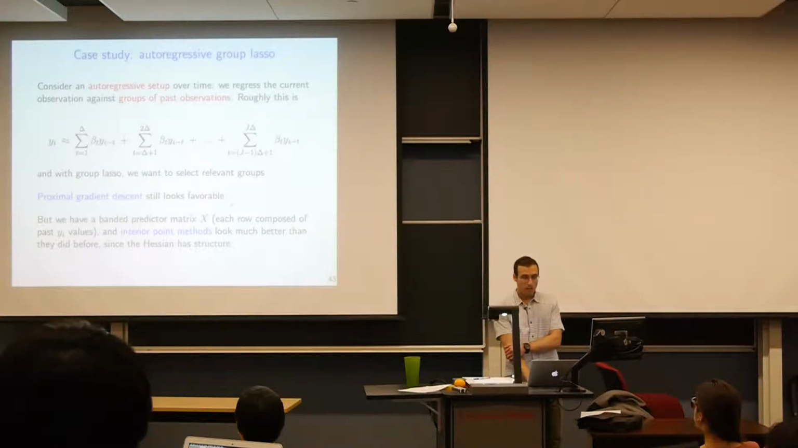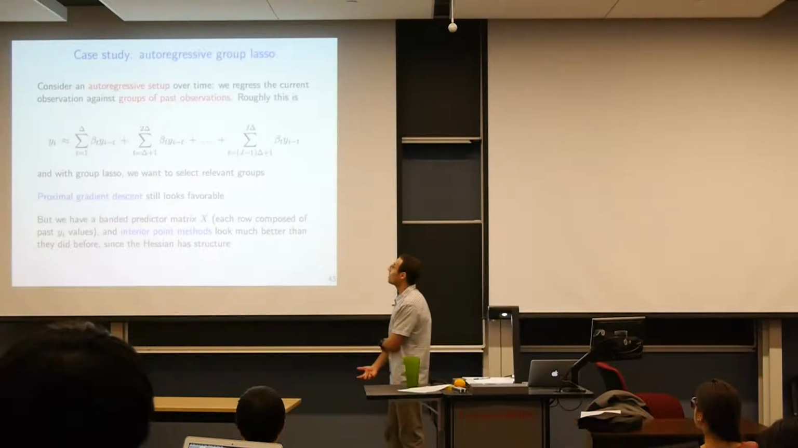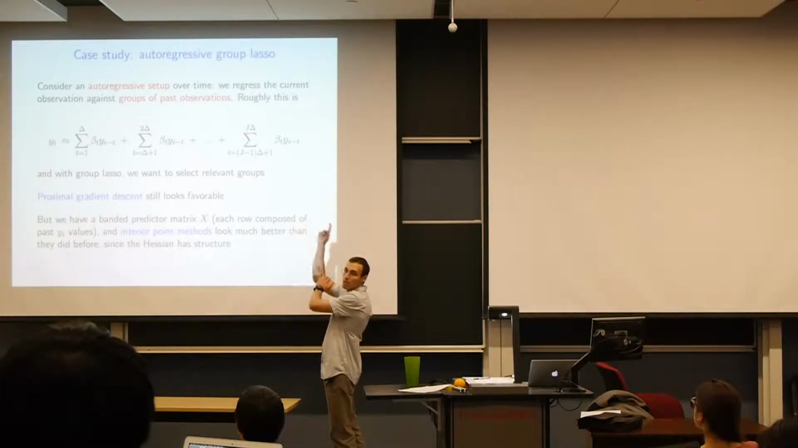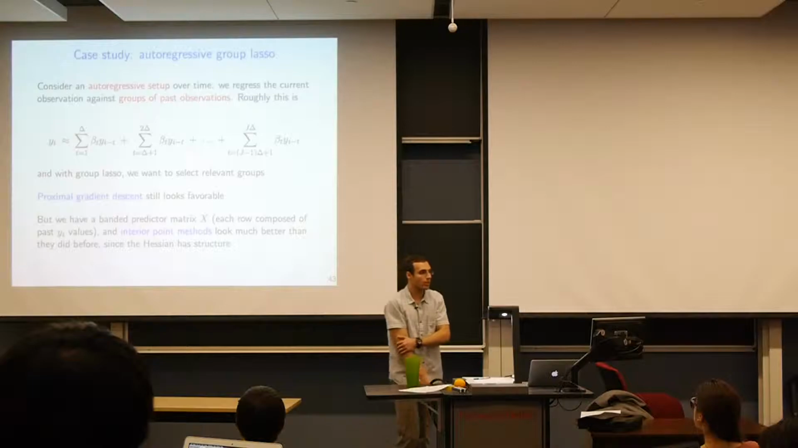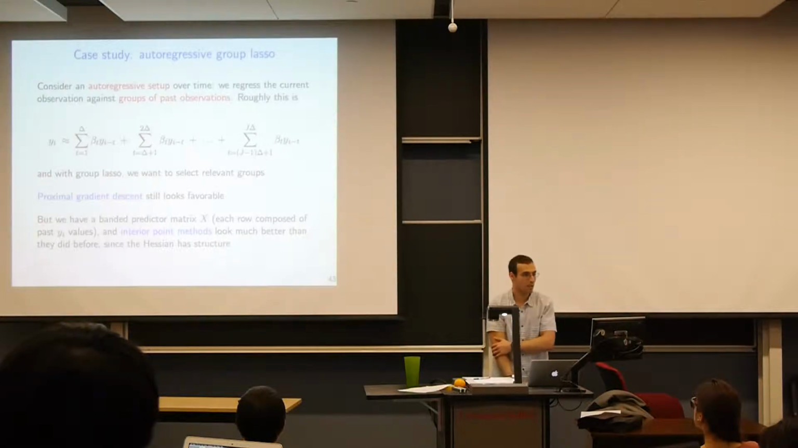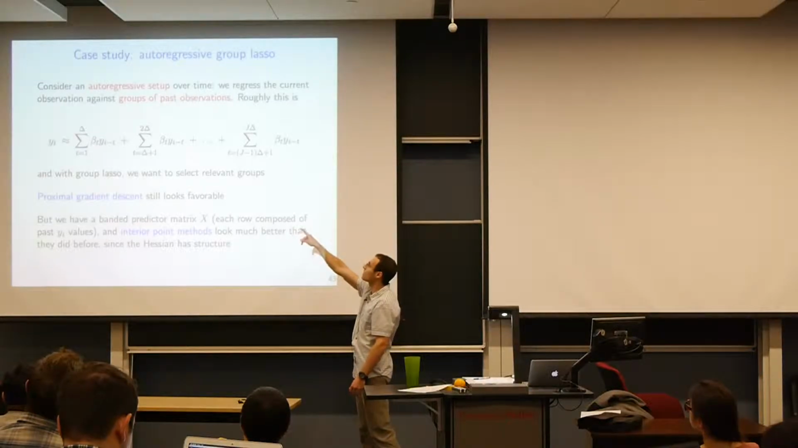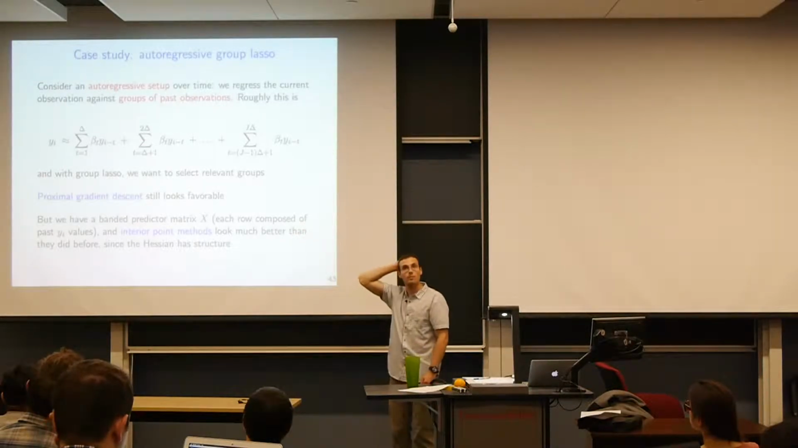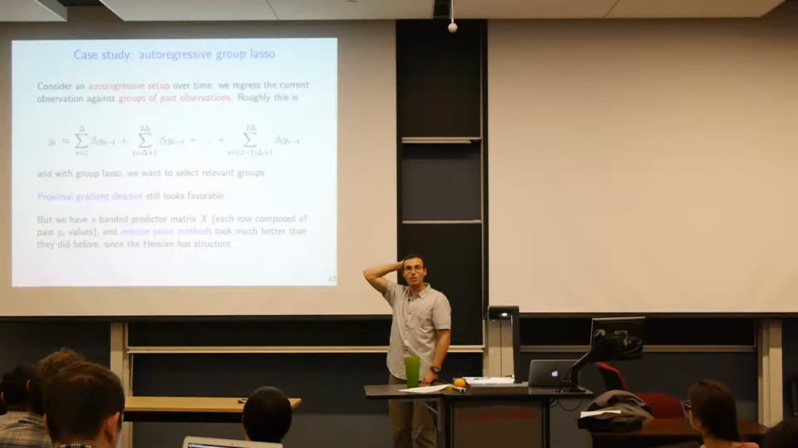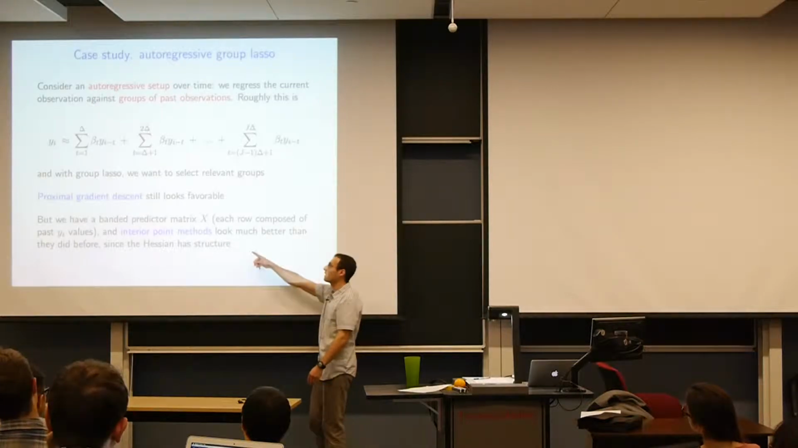So proximal gradient still looks favorable. It's still not a bad idea here. Nothing's changed. All we've done is say the X matrix is this particular matrix, defined by filling in past values of y. But now interior point methods actually look better. They look a lot more favorable because this X matrix is banded.